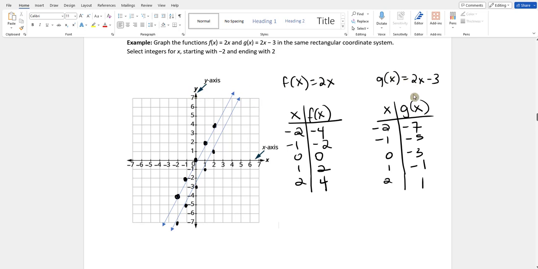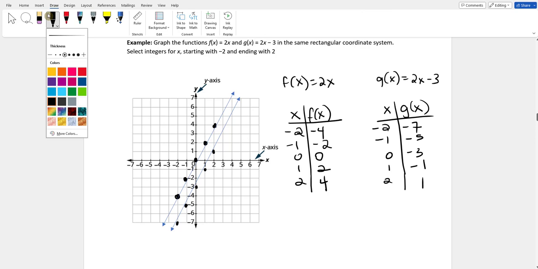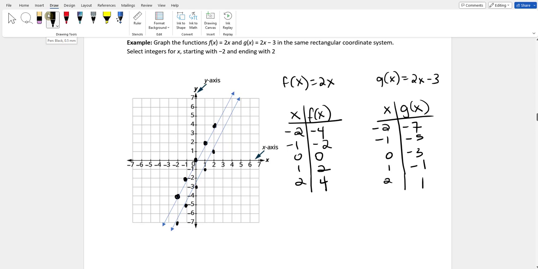The graph of g of x is almost the same as the graph of f of x, except it's shifted down 3 units. Okay? So if you start from any one of these points, let's say I start here, and I go down 3, 1, 2, 3, I'll hit the other graph. So g of x is the graph of f of x shifted down 3 units.